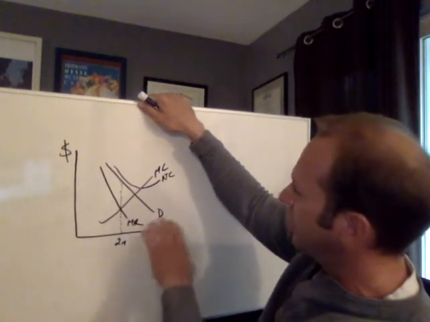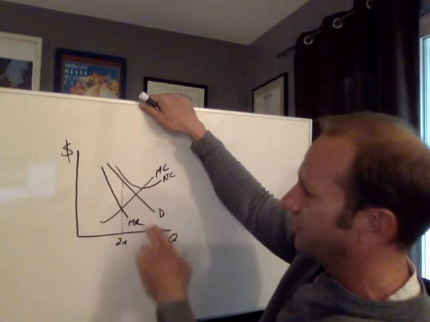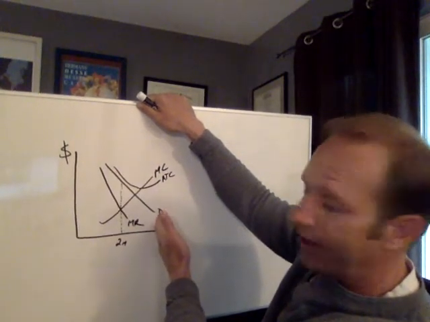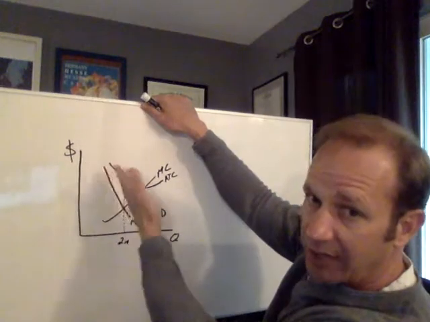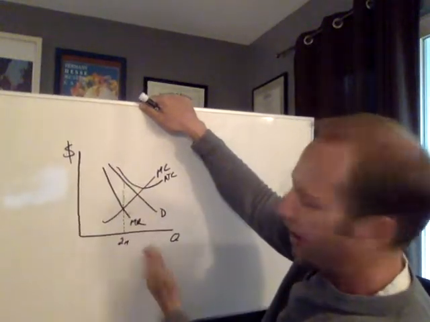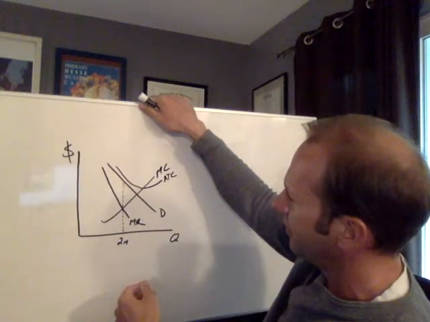Okay, so I started by drawing demand and marginal revenue. Demand's always shaped something like that. Marginal revenue is always inside it, trapped inside demand. It's steeper, and it can go negative. We don't have to draw that though.